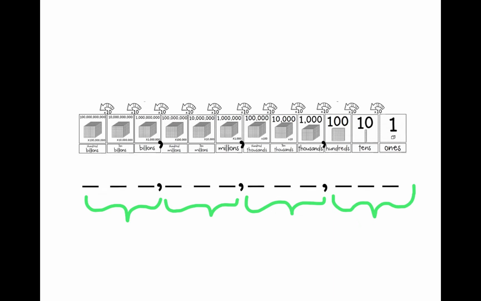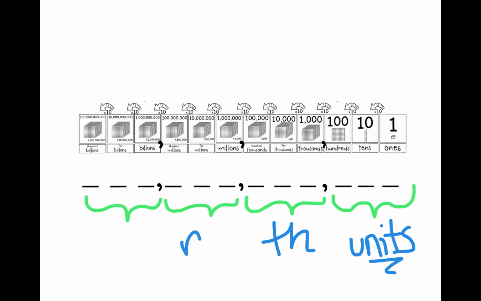So we've got our regular old units place, or some people call it the ones place. And then we've got thousands, we've got millions, and then we've got the billions period. And in that, we've got our regular 1 unit and then tens and hundreds.